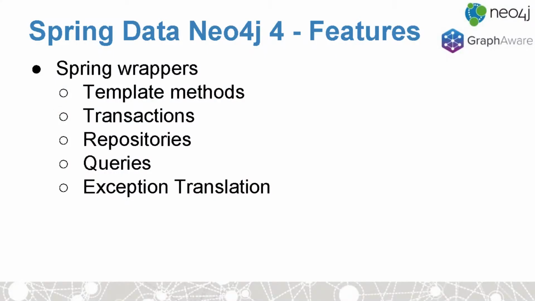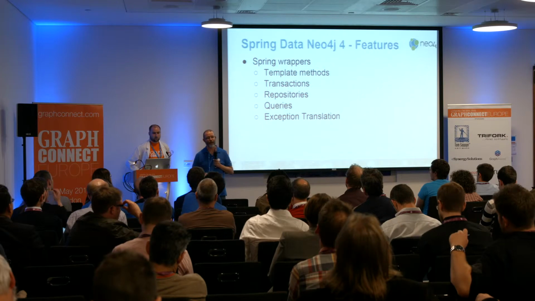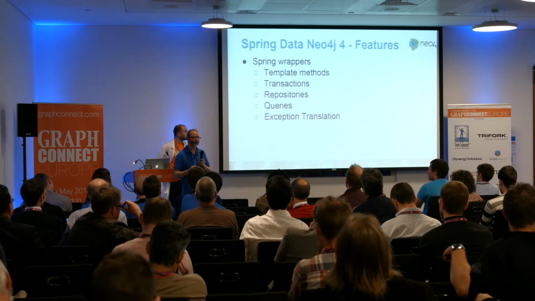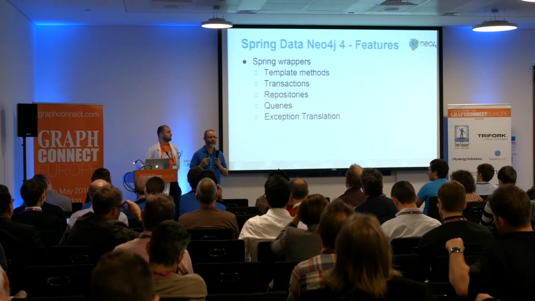On the Spring side of things, all that is usable, of course, directly from Java, basically. You don't need any of the Spring wrappers at all. You can just use the object graph mapper. But Spring gives you a lot more. It gives you templated methods, transactions, repositories, the queries, and, of course, exception translation as well. So we wanted to keep them separate because we know that some people don't use Spring, and we wanted to make this available to as many people who use Neo4j as possible.